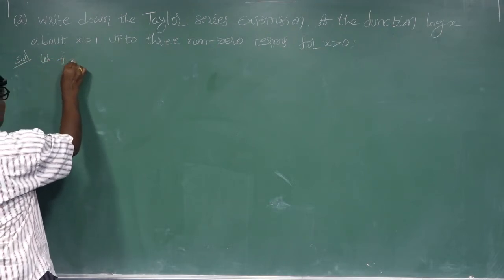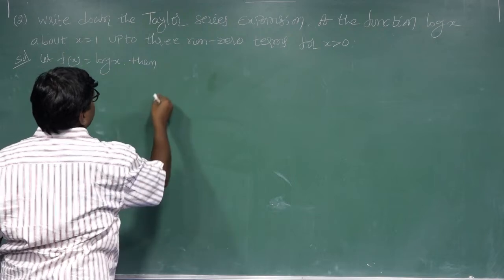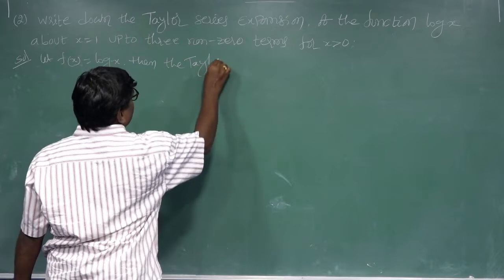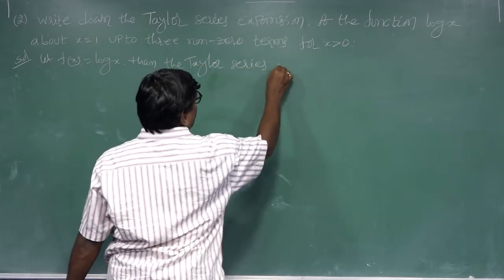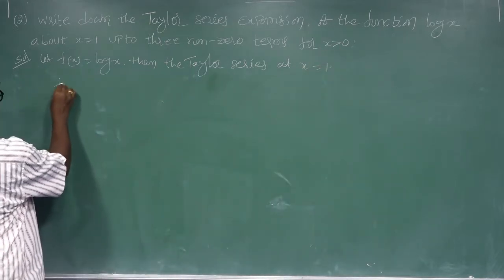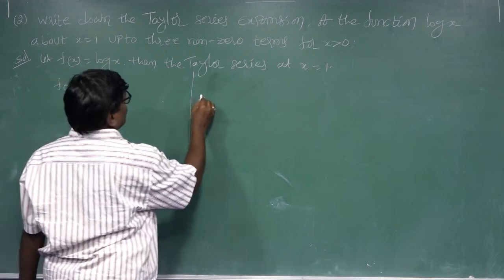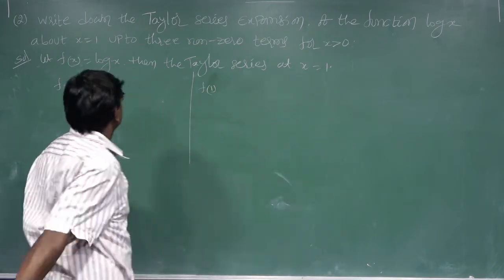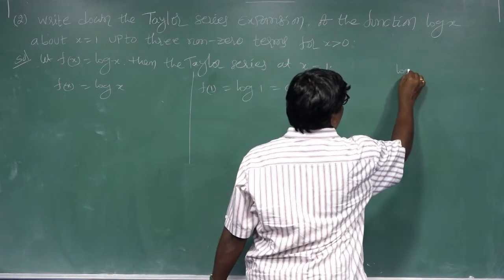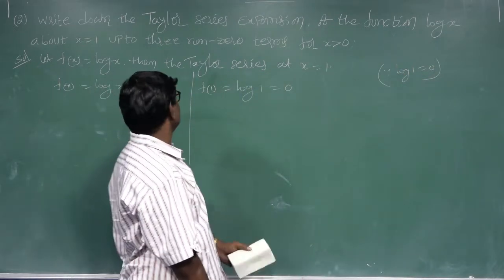Let f of x equal to log of x. Then the Taylor series at x equal to 1, f of x equal to log x. f of 1 equal to log 1, the value is 0. Log 1 equal to 0.